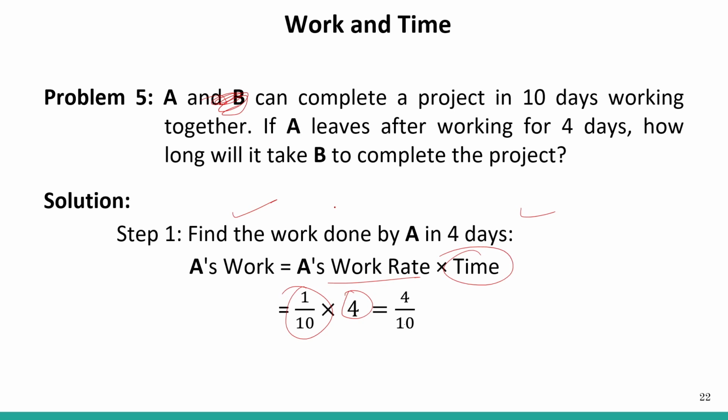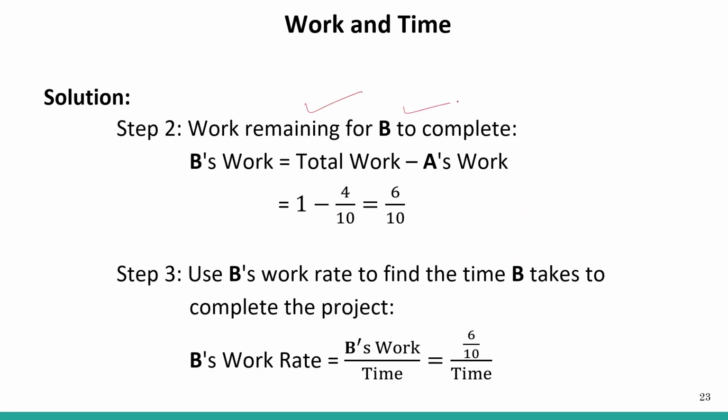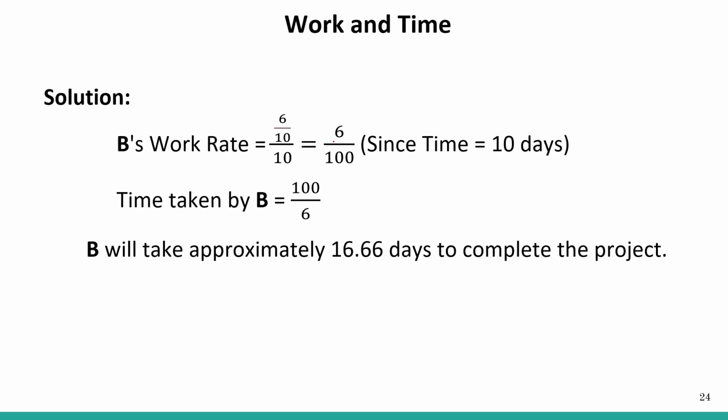So the work remaining for B to complete is total work minus A's work, that is 1 minus 4 by 10, which is 6 by 10. So step 3 is to use B's work rate to find the time taken to complete the project. B's work by time is 6 by 10 by 10, which is 6 by 100. So time taken by B will be 100 by 6, approximately 16.66 days to complete the project.